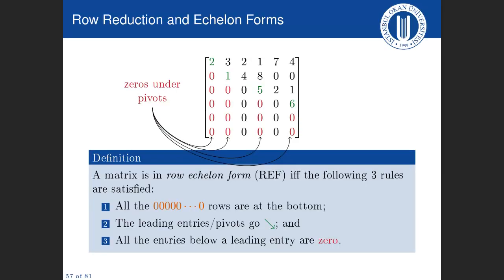And rule number 3, underneath a leading entry or a pivot, we have zeros. Underneath the 2, there's 5 zeros. Underneath the 1, there's 4 zeros. Underneath the green 5, we've got 3 zeros. And underneath the 6, we've got 2 zeros. If all 3 of these rules are satisfied, then we say that our matrix is in row echelon form.